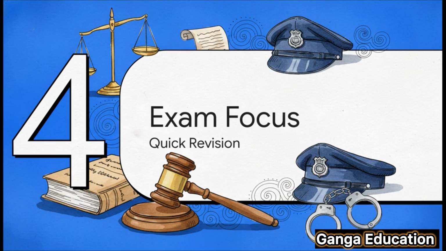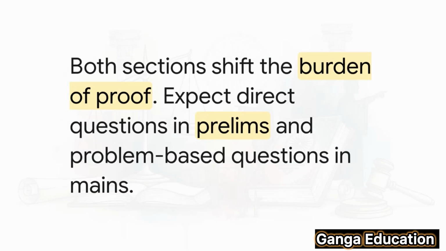All right, fantastic. We've gone through both sections in detail. Now let's pull it all together and focus on exactly what you need to remember for your judiciary and APO exams. Now here is a crucial tip for your exams. The main takeaway is that both Section 112 and 113 are about presumptions that shift the burden of proof.